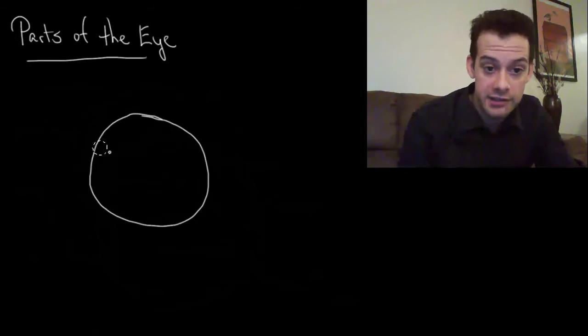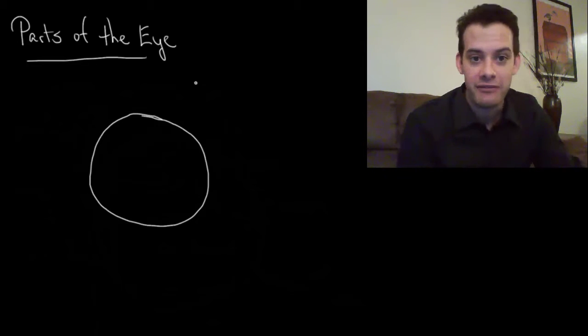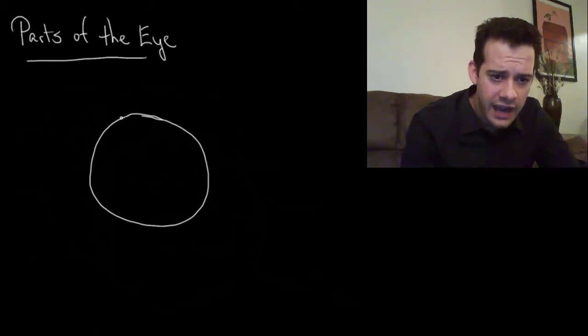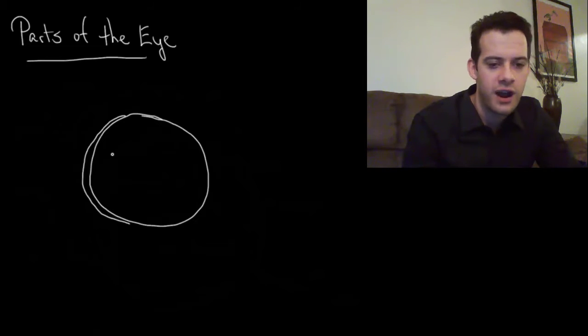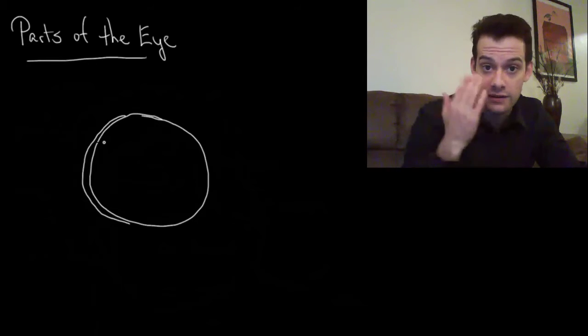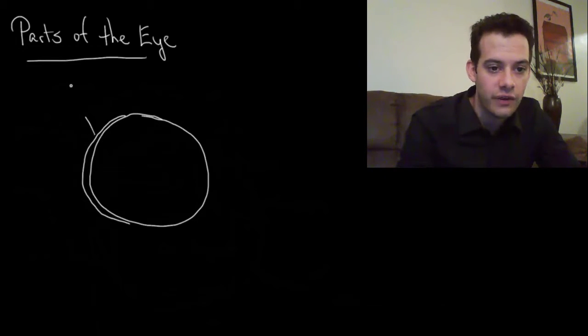So here's a very simple diagram of an eye. And as the light comes towards the eye here, the first area that it's going to reach is this thin outer layer. Right? There's a covering on the front of the eye, and it's clear. And this is called the cornea.